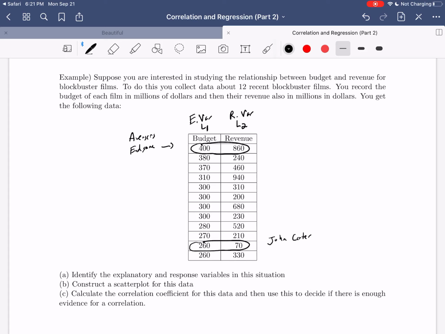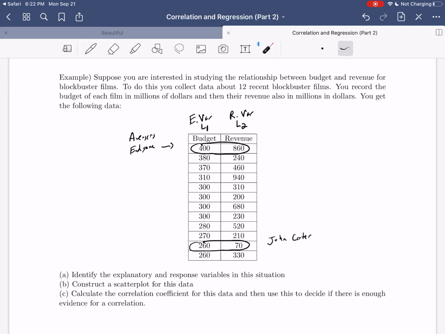Then go into L2, clear out any data that might already be in L2, and go ahead and put in the revenues: 860, 240, 460, 940, 310, 200, 680, 230, 520, 210, 70, and 330. Make sure, again, all those are paired up. So your first one should be 400 in L1 and 860 in L2. The next one should be 380 and 240. It's important that the pairs are maintained here. Okay, so we'll need that a little bit later on.